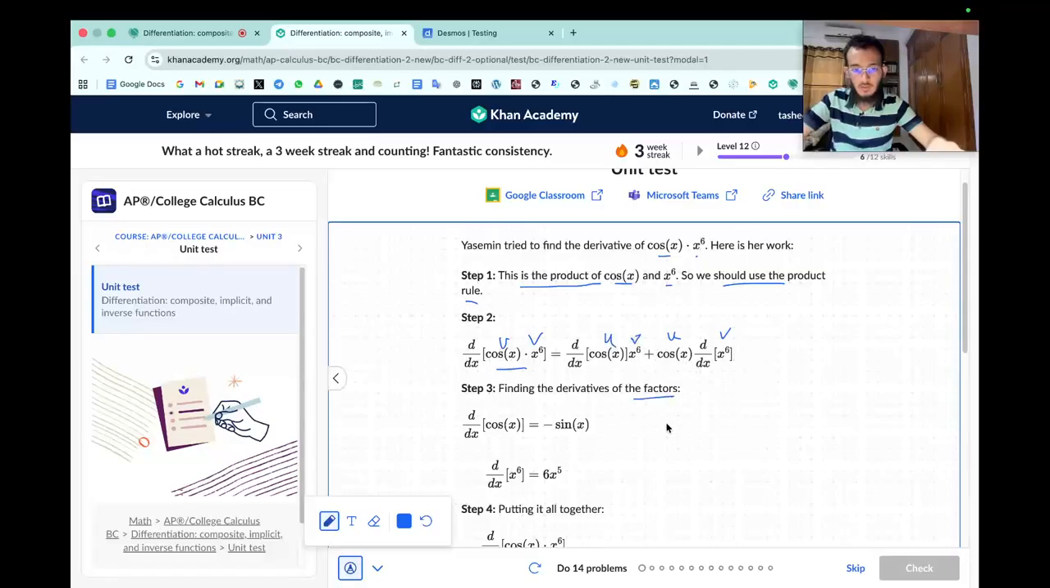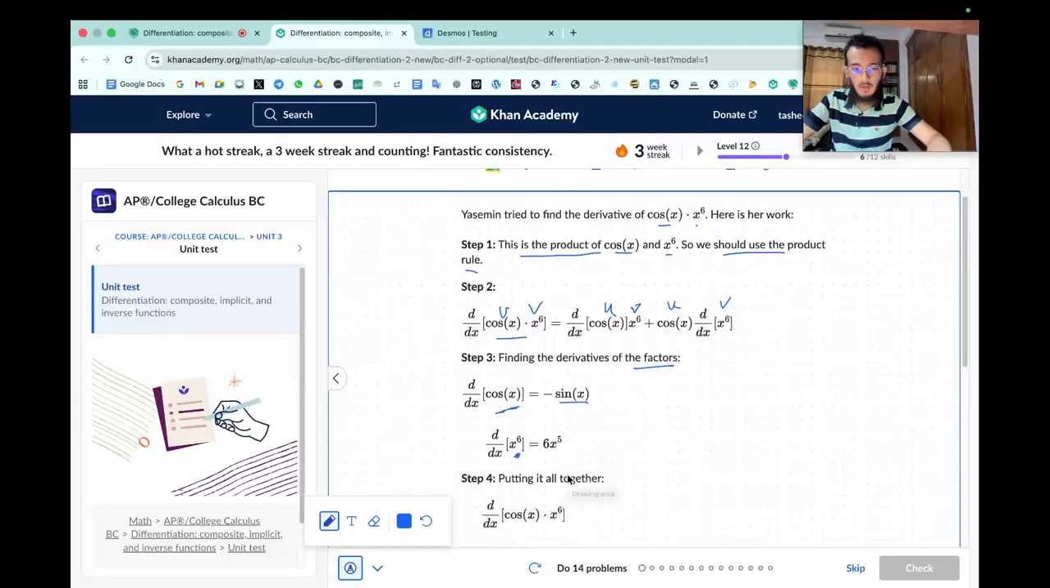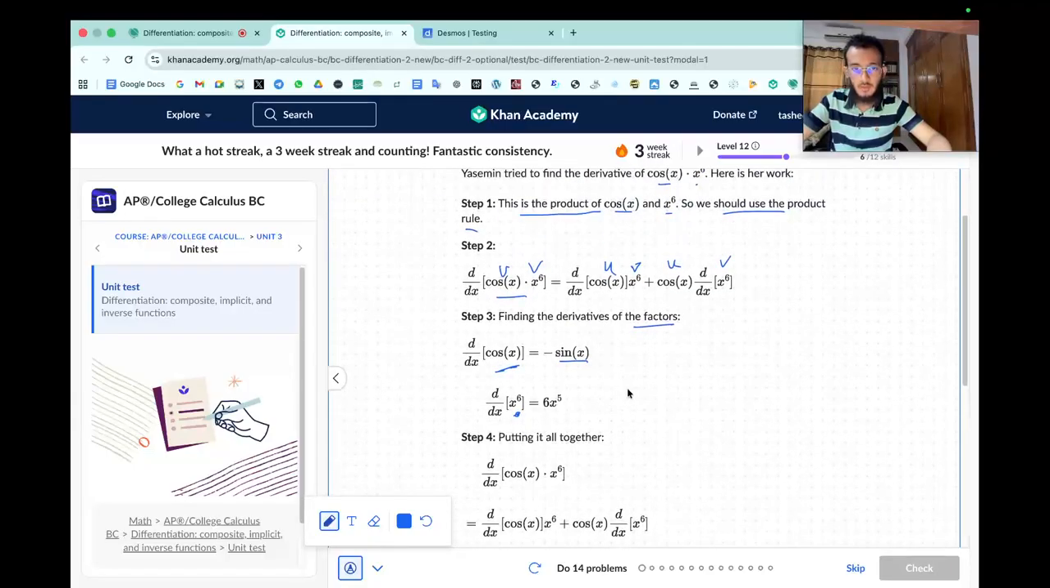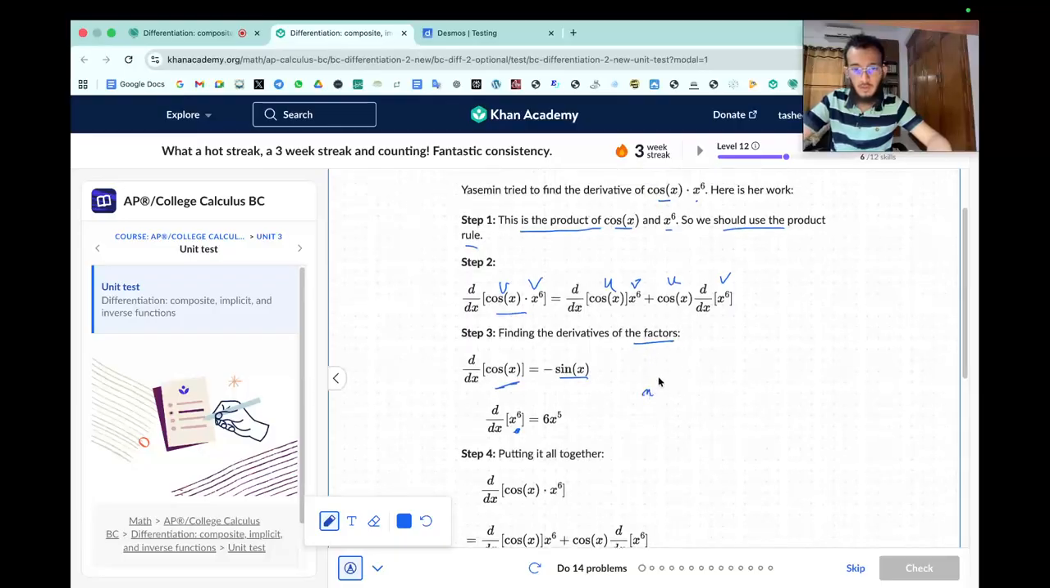Find the derivatives of the factors. So cos x is negative sin x, and differentiation of x to the power 6 is 6x to the power 5. Putting it all together, we have x to the power 6 times differentiation of this, which is negative sine x, positive cos x, differentiation of this, which is 6x to the power 5.